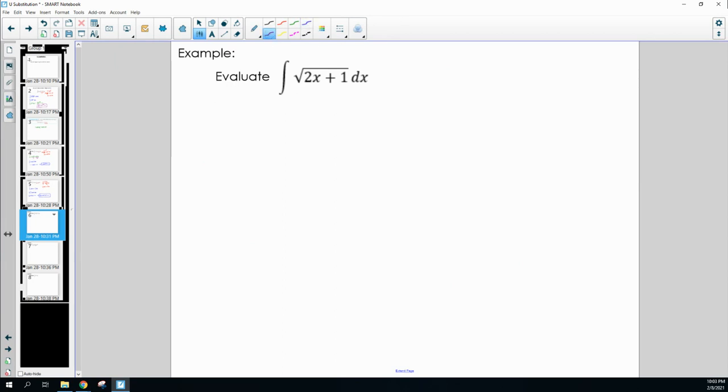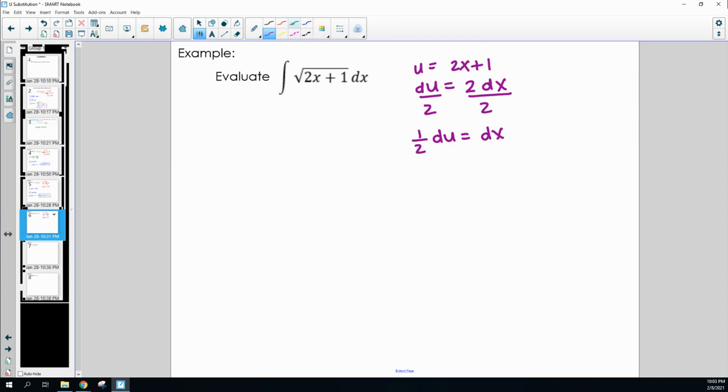Okay, so let's look at another one. Here, our inner function is going to be 2x plus 1. That's going to be our u. So du, the derivative of this, would be 2 dx. And we look to see what we have. Well, we have the dx, but we don't have that 2. But that's okay because that's a constant. So I can get rid of it by dividing both sides by 2. I end up with 1/2 du equals dx. So now we have the dx and the dx that matches.